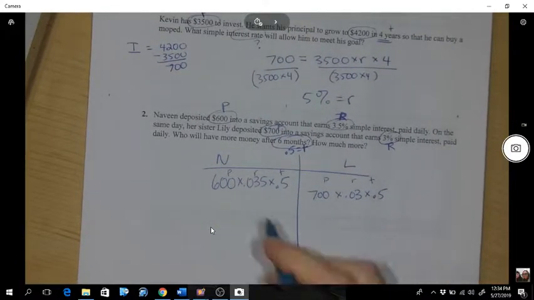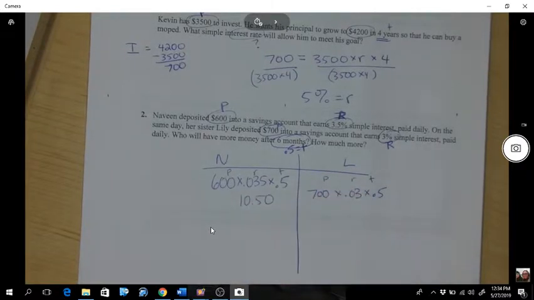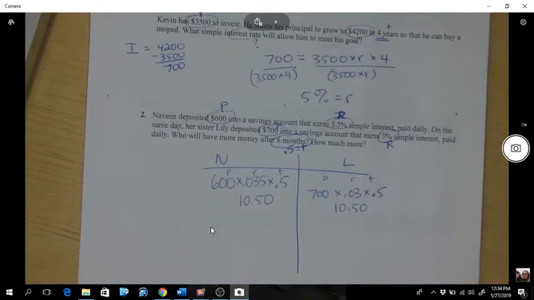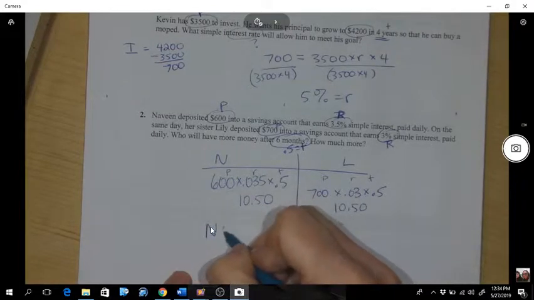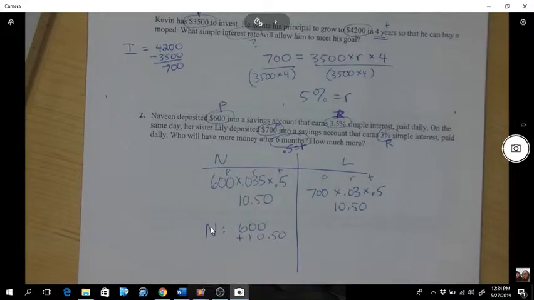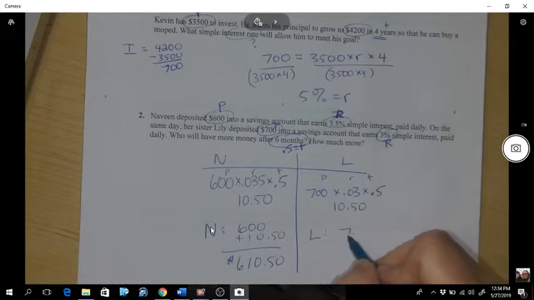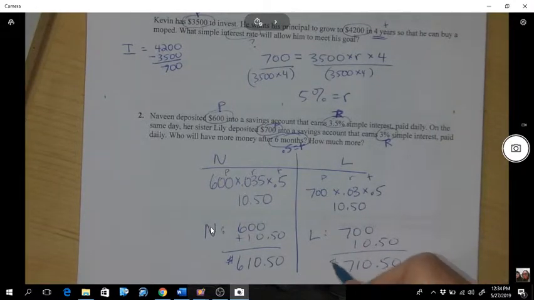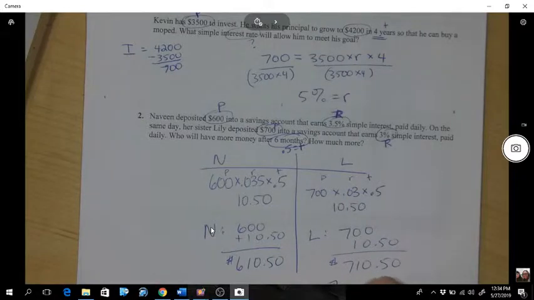Okay, so when I multiply this out, this one comes to 10.50. And this one comes to 10.50. So that's how much interest they both earned. But who will have more money? So Naveen will have, and then we had 600 to start, and then she gained 10.50. So she has 610.50, and Lily started with 700 and gained 10.50. So Lily has $100 more.